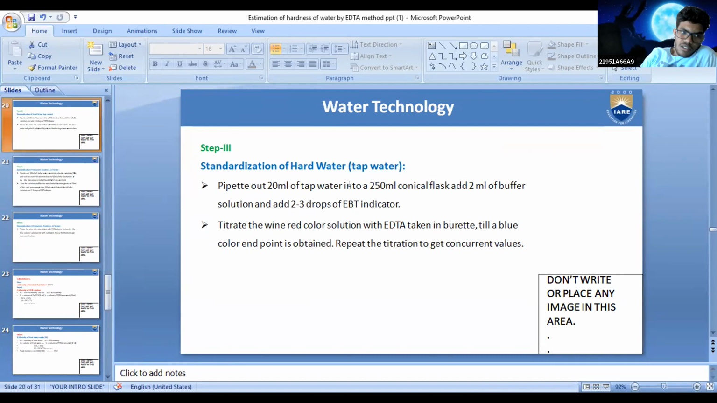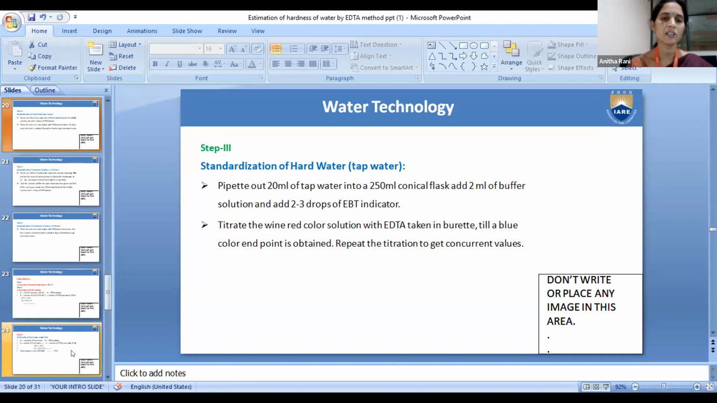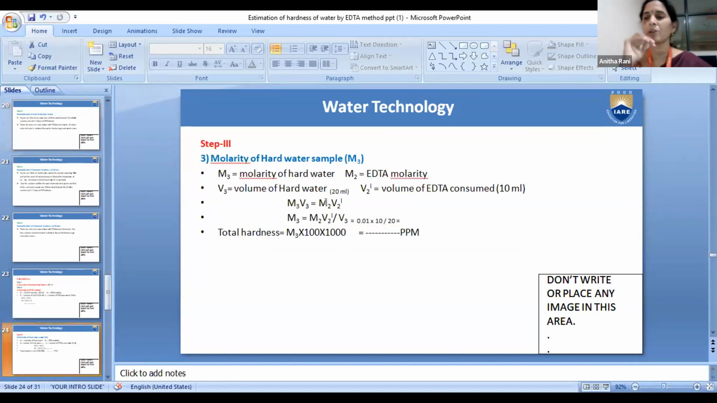What color will you get then? Blue, teal blue. Then you will go for calculation. Step 3. What is the formula? M3 V3 is equal to M2 V2 dash.